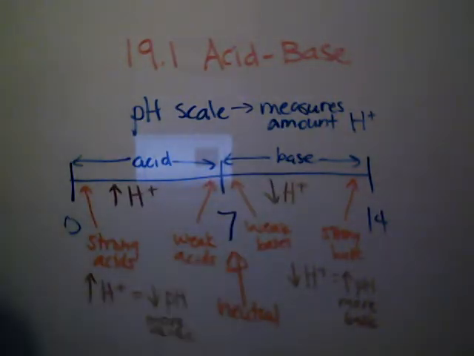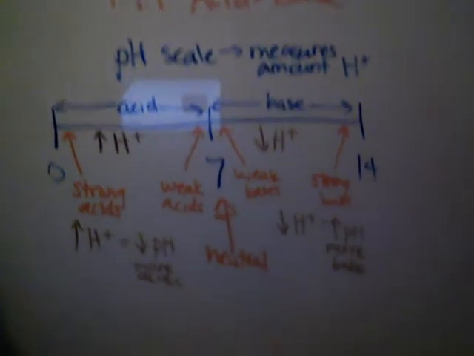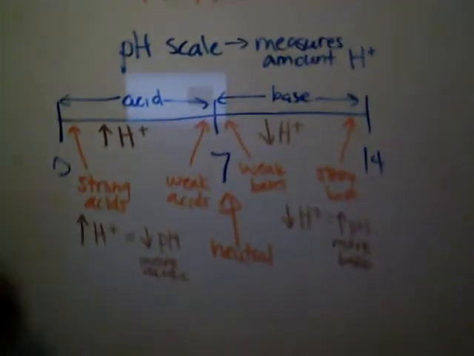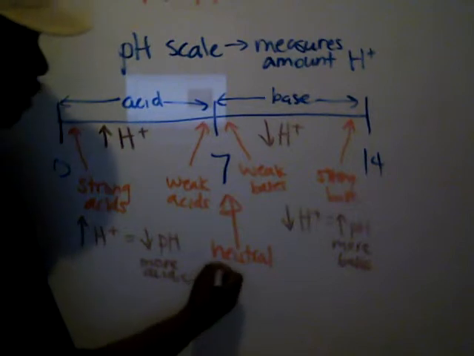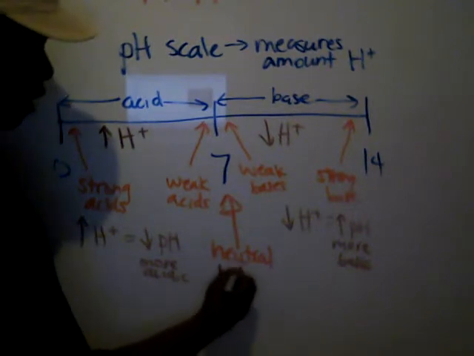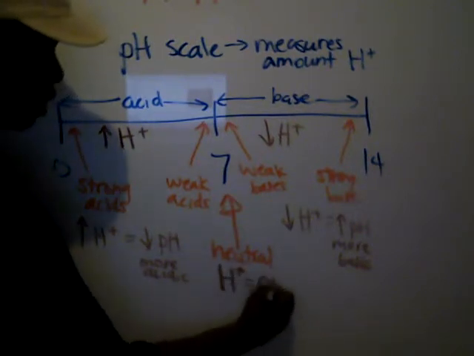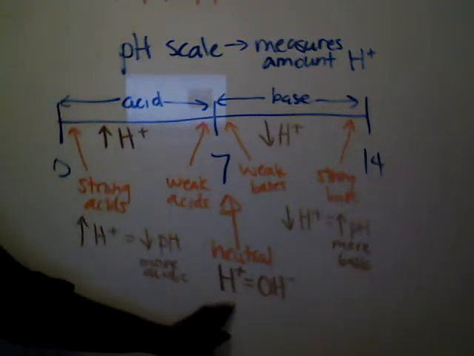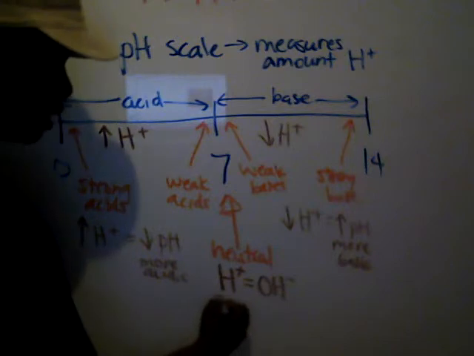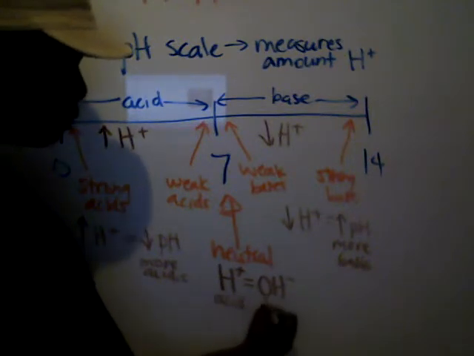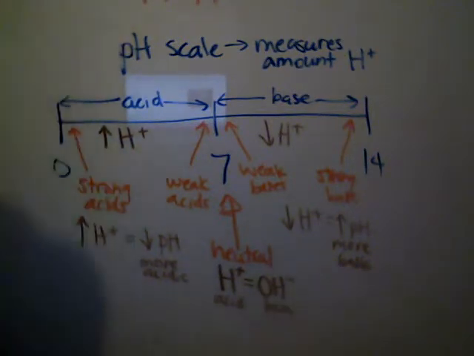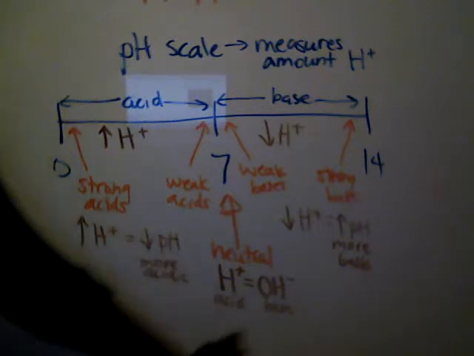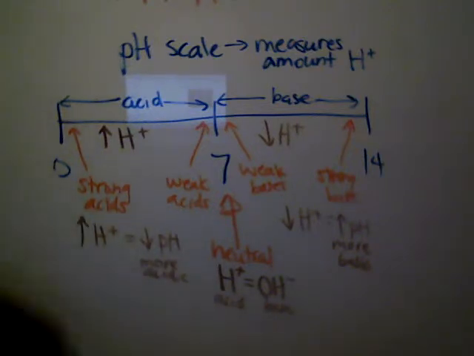Okay? Things that are neutral. You will learn a little more about OHs in 19.2. Things that are neutral, like water, have an amount of hydrogens equal to the amount of hydroxides. Hydrogens are considered to have an acidic character. Usually acids have lots of hydrogens, and usually bases have lots of OHs. So things that are neutral have equal amounts of both, which is why they're not really an acid or a base.